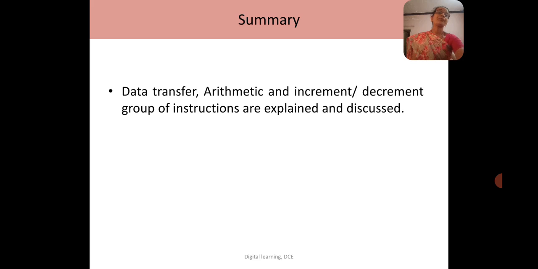So summary of this session is all the data transfer group of instructions, arithmetic and increment decrement group of instructions are explained in this session.